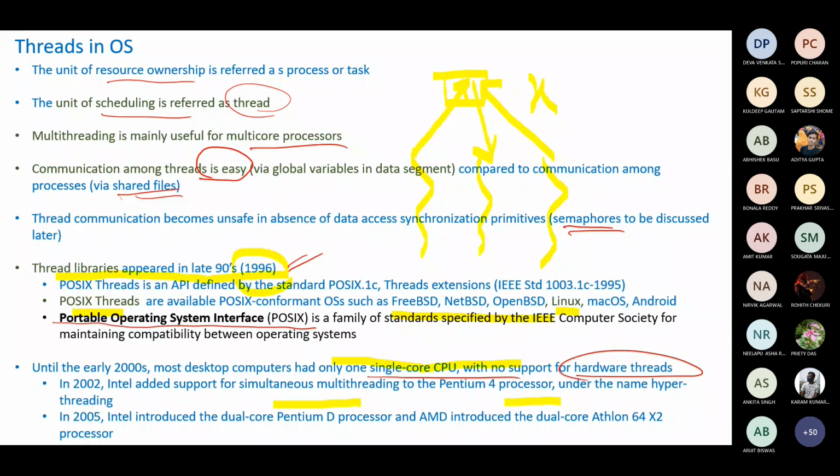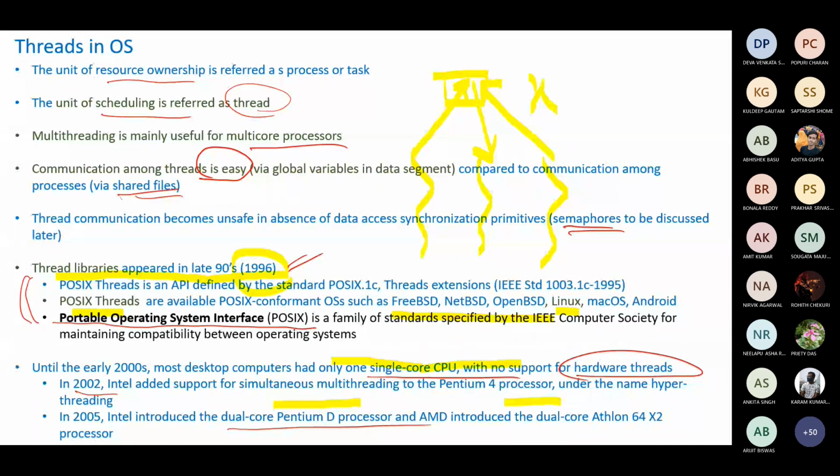And in 2002, Intel added support for simultaneous multi-threading to Pentium 4 processors. It was the time when we had already joined our jobs, but it was still at a very nascent stage under the name hyper-threading. But in 2005, the dual-core Pentium D processor came, and there are many multi-core processors which are affordable to desktops and normal users. Earlier it was affordable for servers only.